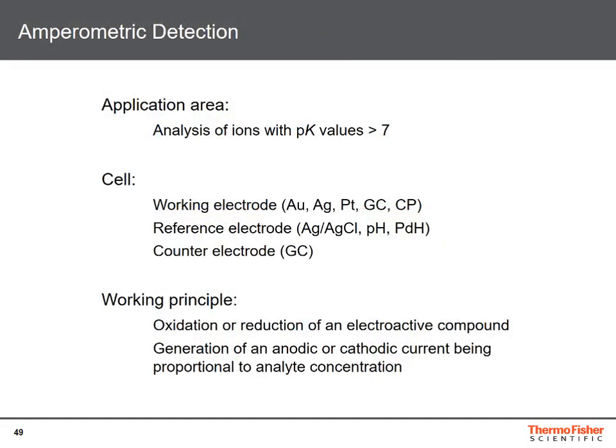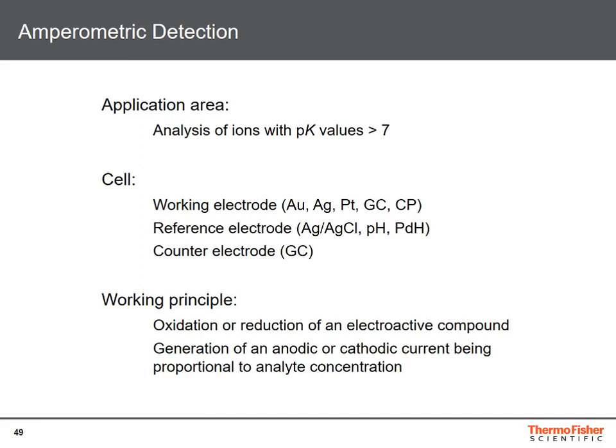For the analysis of ions with pK values above 7, suppressed conductivity does not work because the corresponding acids or bases are simply not dissociated. In this situation, we very often use amperometric detection.